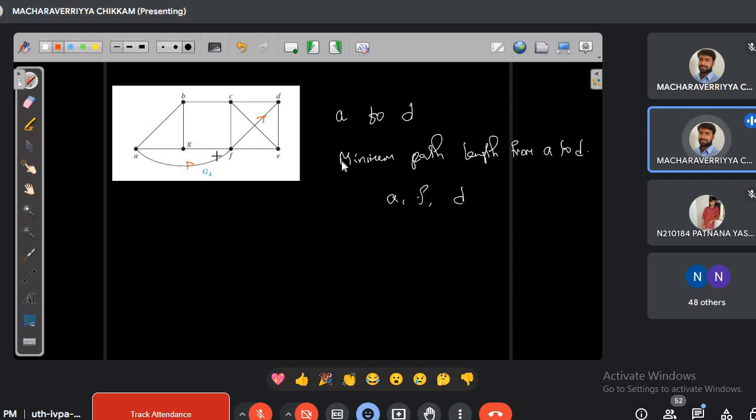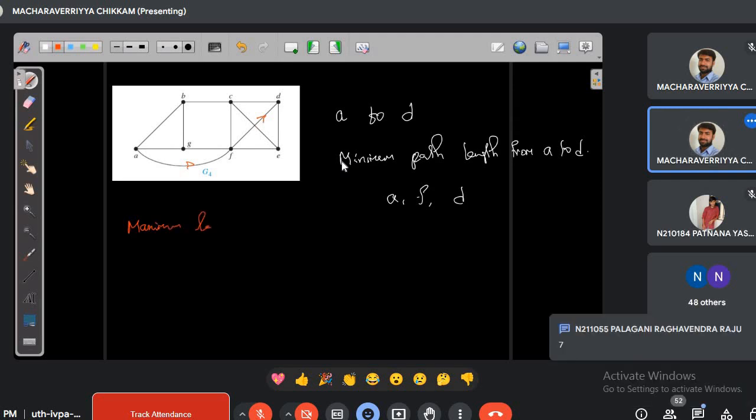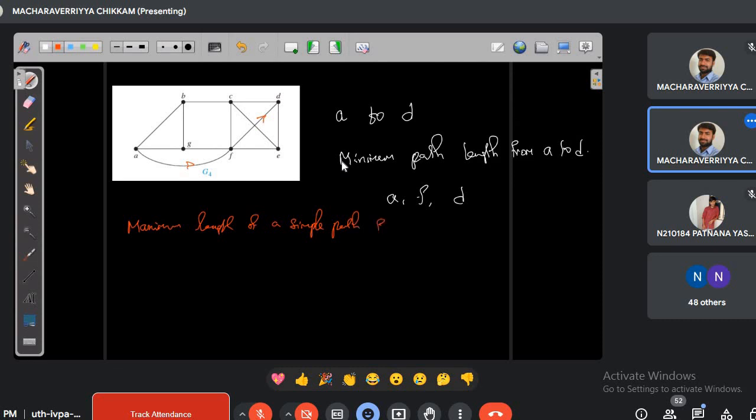Alright. So when you say a maximum path length, if you say maximum path, then it won't make sense, because when I say it is a path, you can repeat the edges. But if we say a simple path, then you're not allowed to repeat the edge. So now I can ask about the maximum length of a simple path from A to D. So now this is my next question. What is the maximum length of a simple path from A to D?